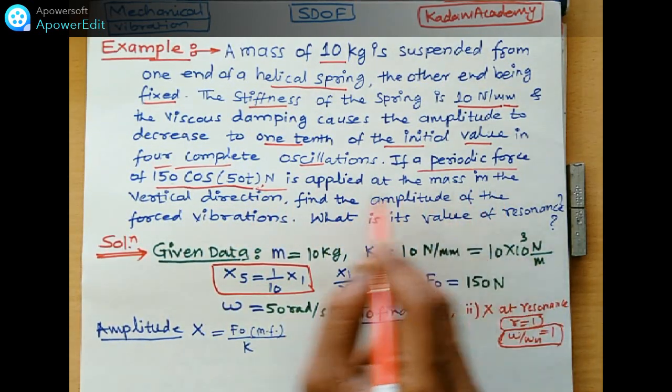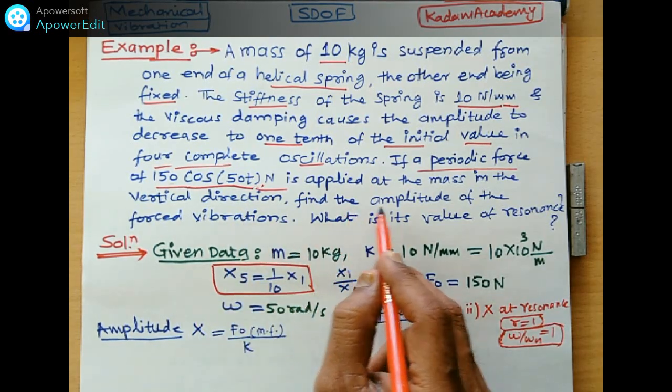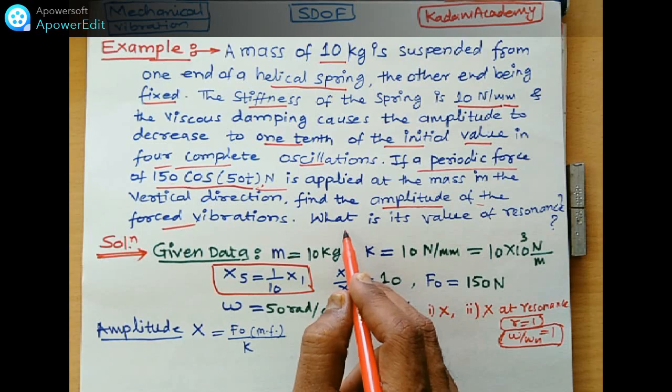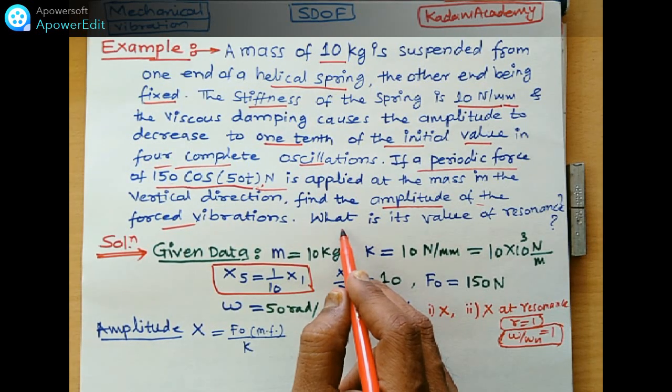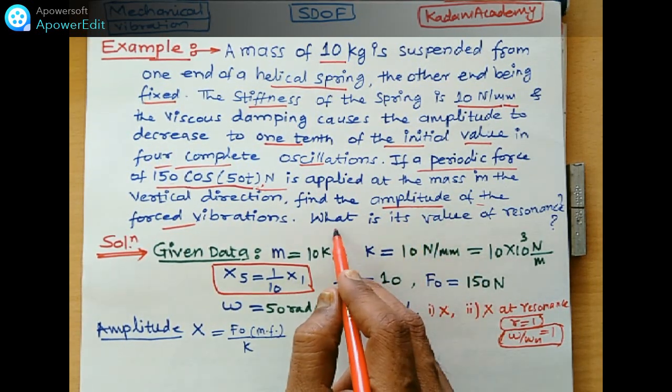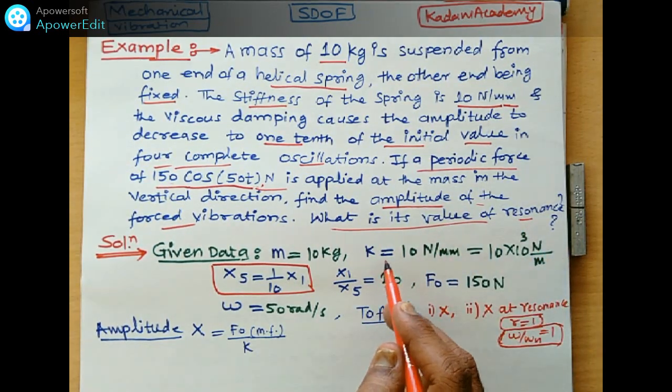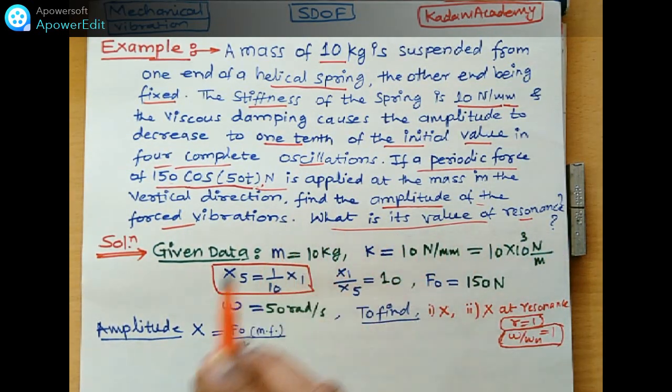mass in the vertical direction, find the amplitude of the forced vibration, and also we have to find the amplitude of forced vibration at resonance. When there is a resonance, what is the value of x? So what is given here?